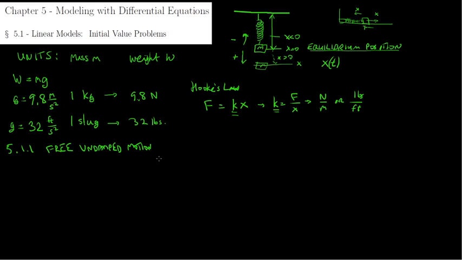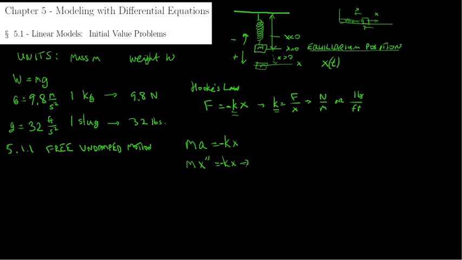So for free undamped motion, we just essentially take Newton's second law, mass times acceleration, and set that equal to the force using Hooke's law, which is equal to k times x, right? And a, of course, is just the second derivative of displacement. Oh, I keep forgetting there should be a negative sign here, because if you pull it down, the force is acting upward. So these should be negative here.